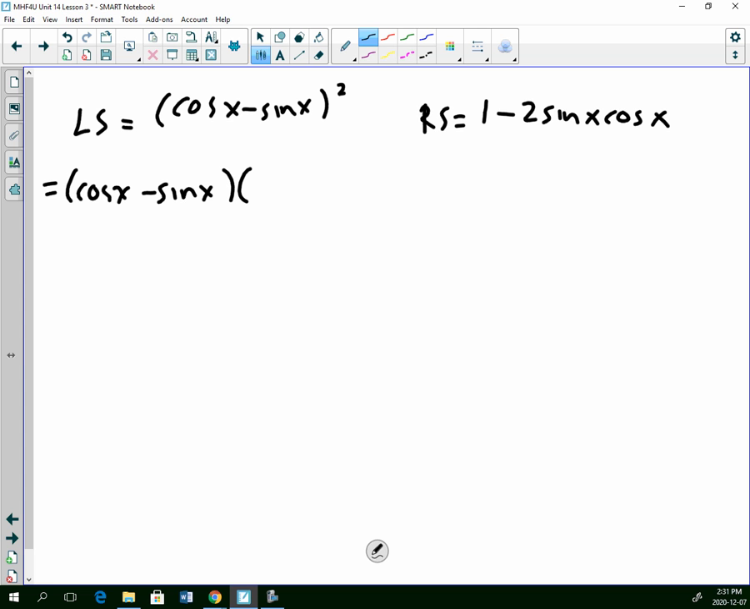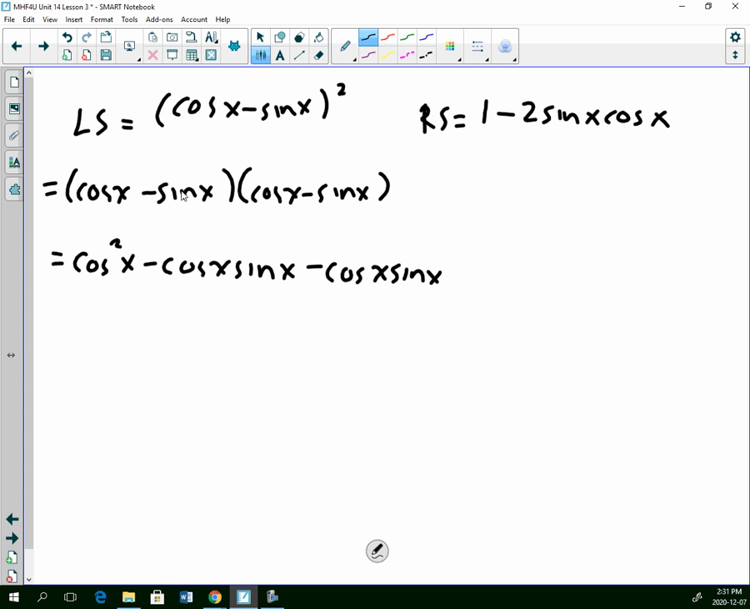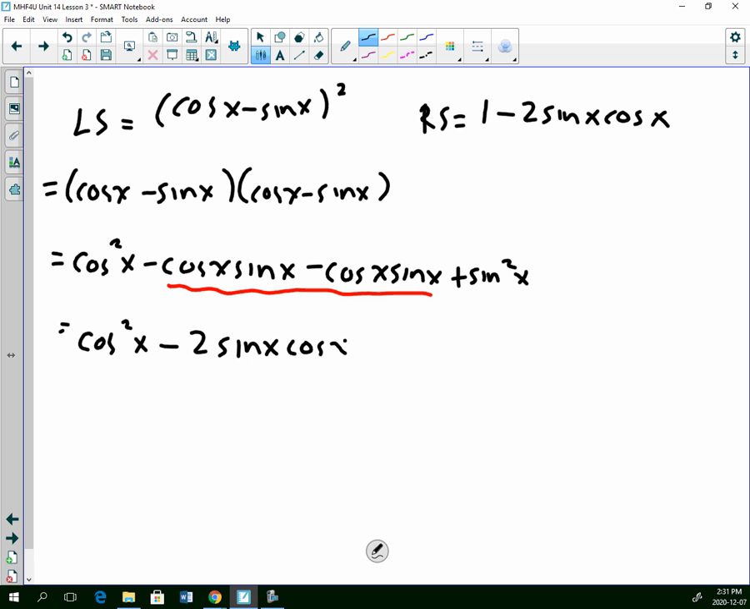So I'm going to write it out twice so you don't forget all the terms. So we've got cosine times cosine, and then we have minus cos x sine x twice. And then we have sine times sine. And so the middle two terms are like terms, so we can add those two together. I'll just put the sine x first. It doesn't really matter whether I put the sine x first or the cos x. And since the other side is sine x cos x, I'll do the same.